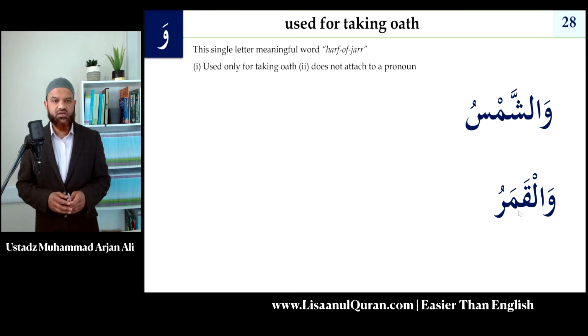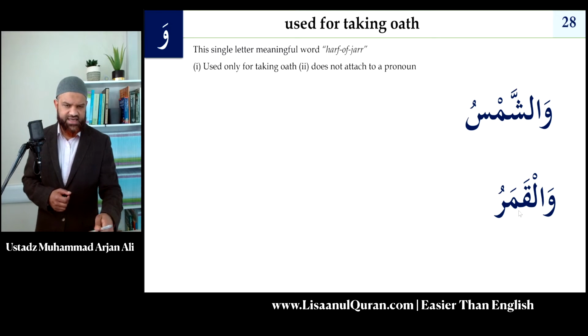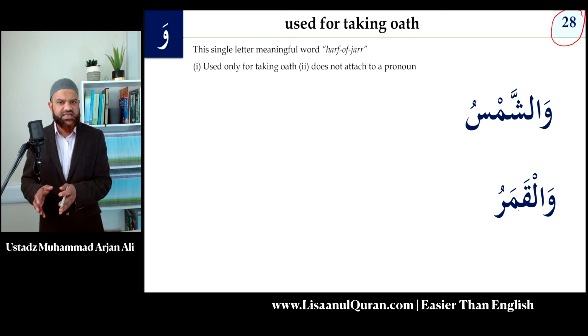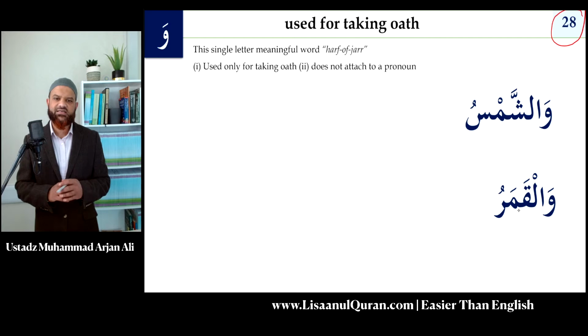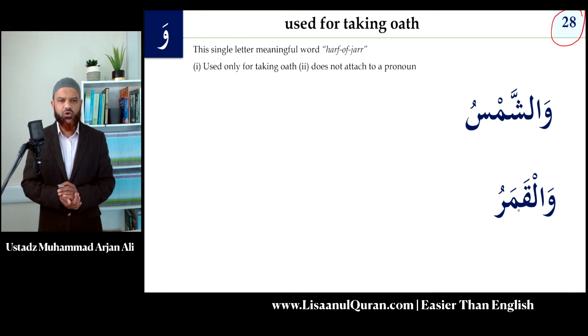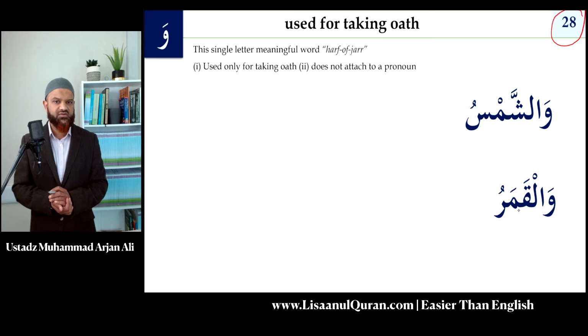Wa as a harf of jar is used for taking oath. The difference between this and ta is that ta is exclusive with the word Allah, whereas wa can be used with other words. Now, it is used 28 times in the Quran. So its meaning is an oath, but in terms of grammatical impact, it's exactly the same as min or ta that we've seen. So please take a look at the two words that I have on the screen.